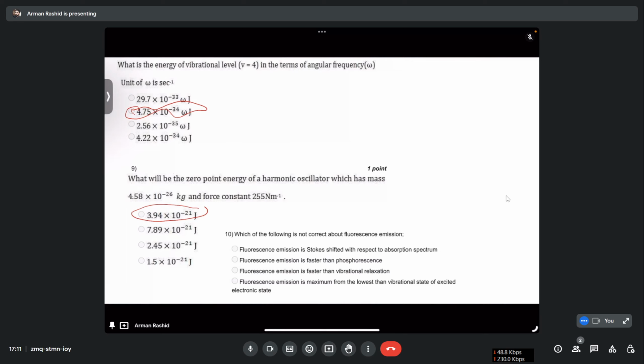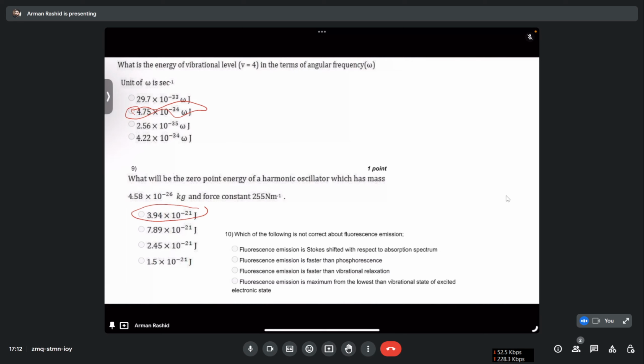Now we have to see which is not correct. Fluorescence emission is Stokes shifted with respect to the absorption spectrum. Why? We have to see what Stokes and anti-Stokes shift are. Stokes shift is when, once we get the light back, it has lesser energy as compared to the absorption that we have given. That is Stokes shift. However, if we give some energy and the light that we get back has higher energy as compared to the absorbed light, that is called an anti-Stokes shift. Okay, so we have an anti-Stokes line, we have a Stokes shift, and then we have the absorption.